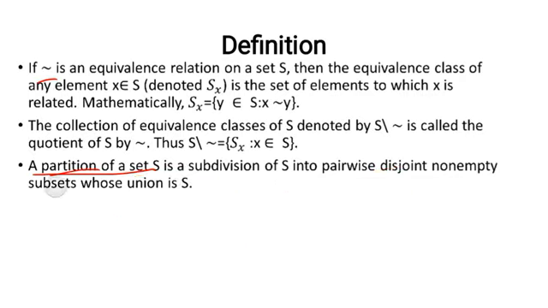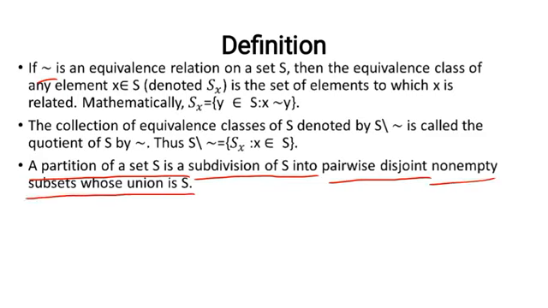So let's read what it says anyway. The definition says a partition of a set S is a subdivision of S into pairwise disjoint non-empty subsets whose union is S. They are disjoint, they are non-empty, and pairwise disjoint, so if you have two of them, you can't have elements common to both. Whose union: when you take the union of all the subsets, you get back the set S. That is a partition.